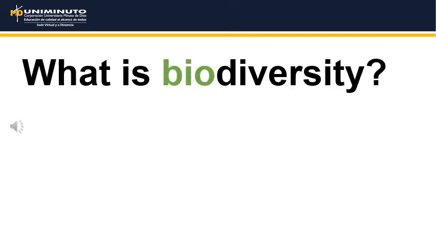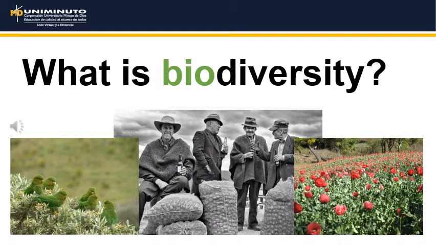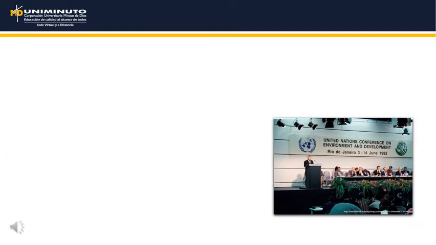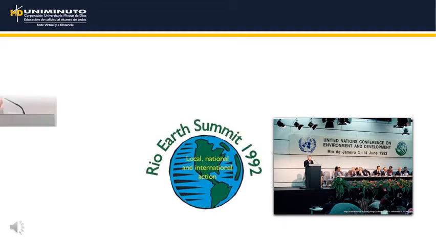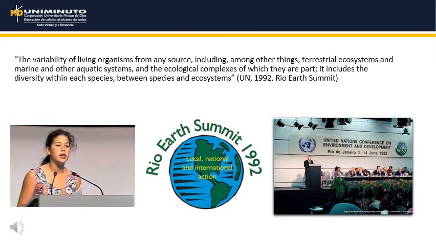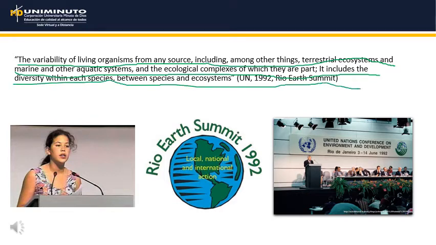But what is biodiversity? The main concept about biodiversity was elaborated in 1992 by the Convention on Biological Diversity, CBD: the variability of living organisms from any source, including, among other things, terrestrial ecosystems and marine and other aquatic systems, and the ecological complexes of which they are part. It includes the diversity within each species, between species, and ecosystems.